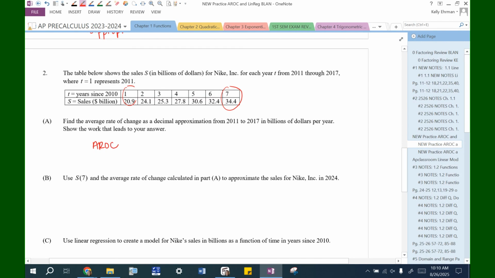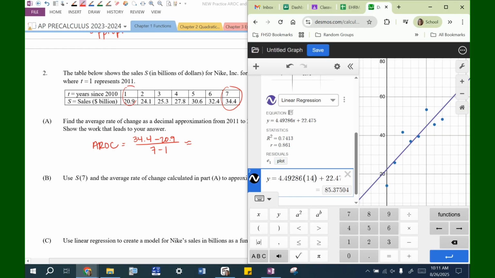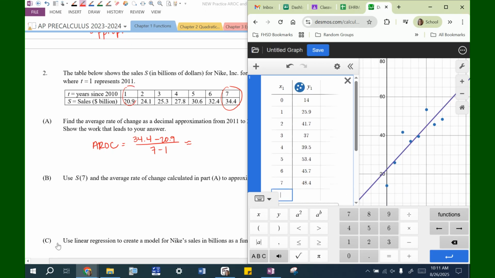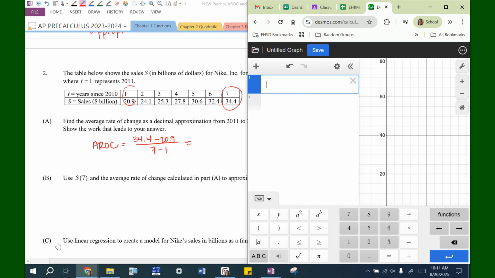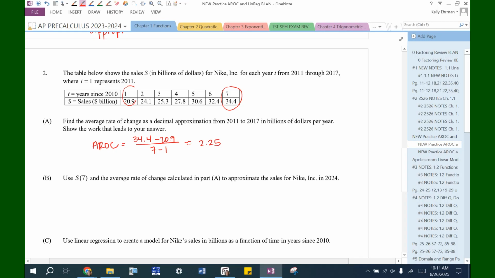So they're asking me to find an average rate of change. I'm going to do 34.4 minus 20.9 over 7 minus 1. I'm going to let Desmos do that for me. I'm going to X out of my old stuff here. All right, so that was 34.4 minus 20.9. Down here, I'm just going to say that's 6. So up 2.25 again. And this was in billions of dollars per year.